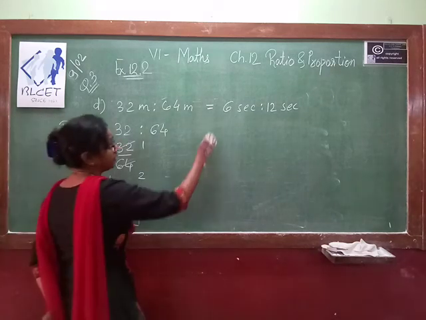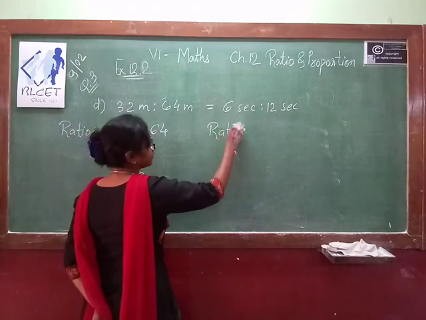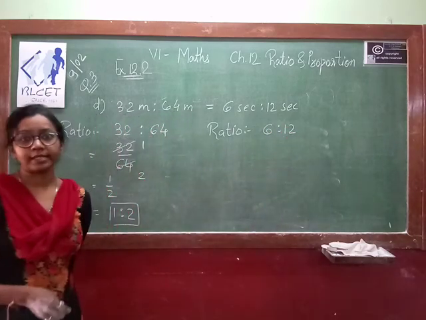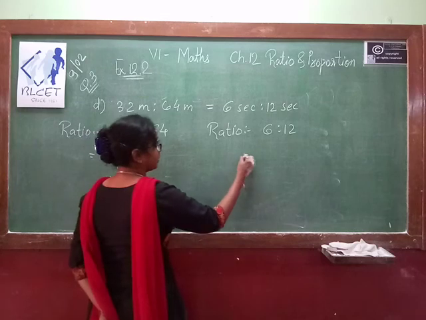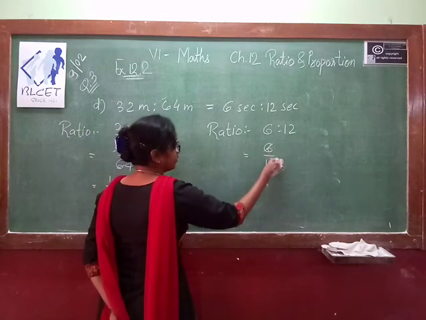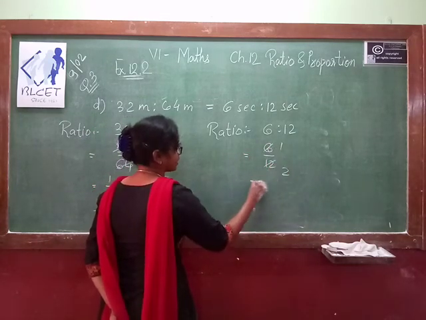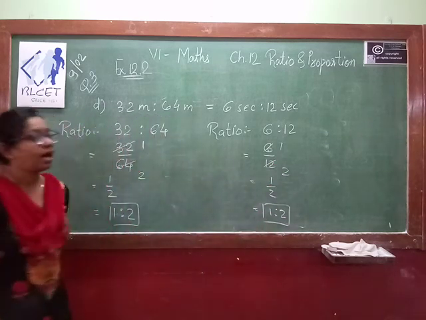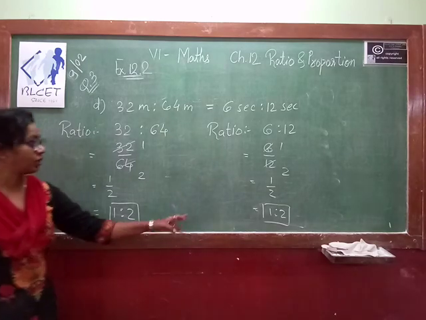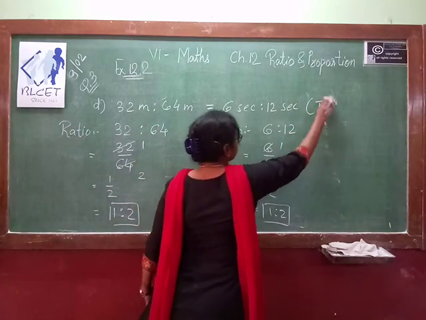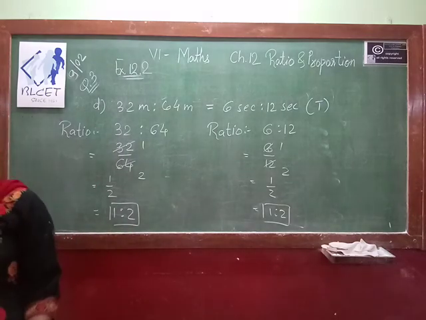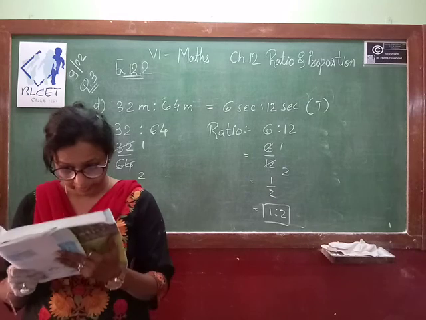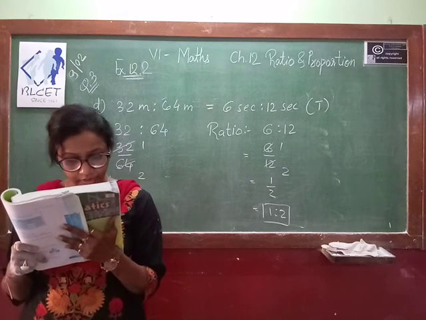Next we have the ratio 6 seconds is to 12 seconds, which is equal to 6 divided by 12. We know that 6 2s are 12 and 6 1s are 6. What ratio are we getting? 1 is to 2. Again, if you compare both the ratios, we are getting the same ratio. So yes, this statement is true. So this way we can solve the questions. Try to do the remaining 2 questions by yourself. Now we go on to the next question, question number 4.